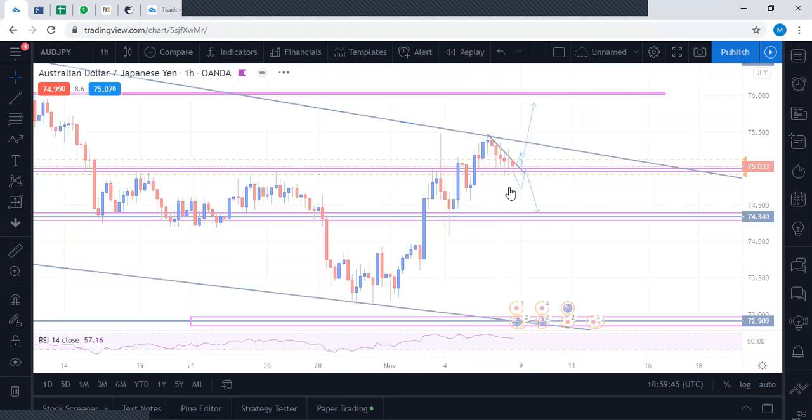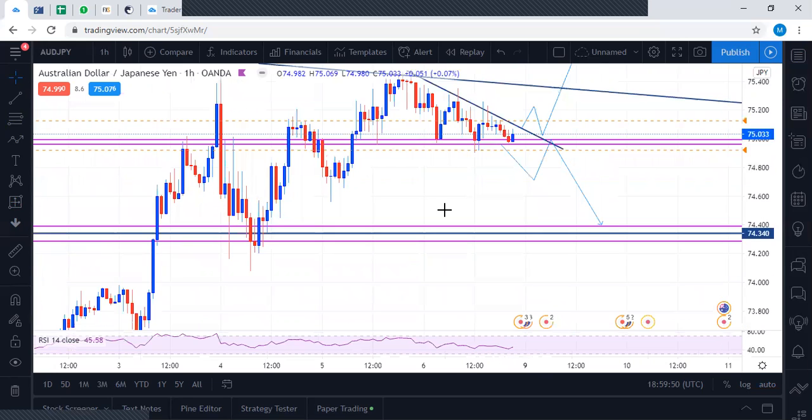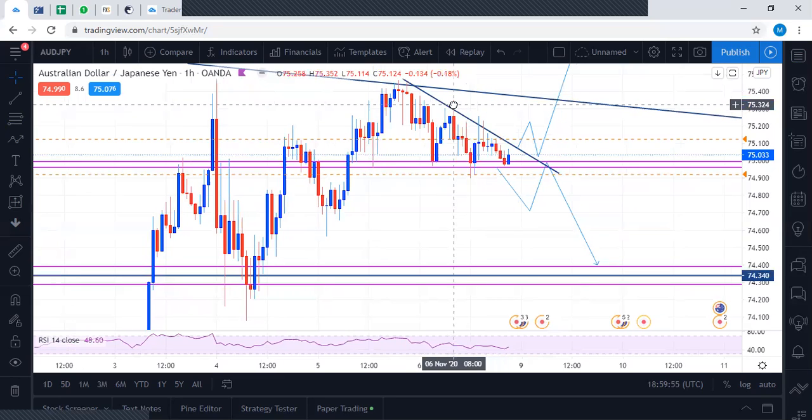Indecision candlesticks. You can see them, they're very ugly candlesticks. So what am I expecting on this? You can see here, if you go to the 1 hour, price is in the descending triangle pattern.